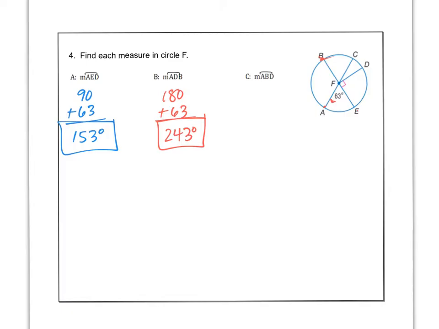All right, last but not least, arc ABD. So we have to start at A. We have to go through B next and end at D. Well, remember how over here we have a 63 and a 90, and that added up to 153? I think the arc we're looking for is everything except the 153. So we're going to take 360 minus the 153 and see what's left. It should end up being 207 degrees.